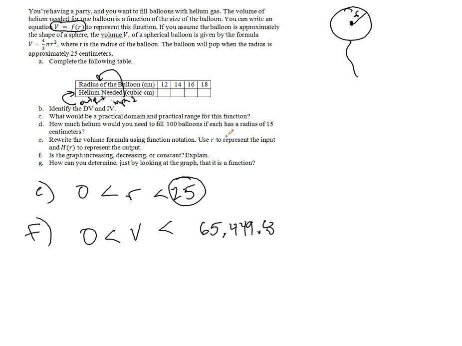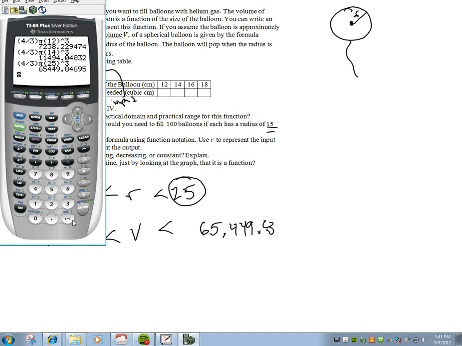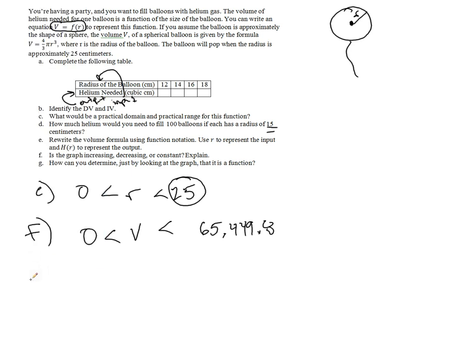How much helium would you need to fill 100 balloons if each has a radius of 15 centimeters? If each has a radius of 15 centimeters, that means each one would have a volume of 14,137. So that's how much helium you'd need for one balloon. But we're going to multiply that by 100 since we're talking about 100 balloons. And here is the number that we come up with.